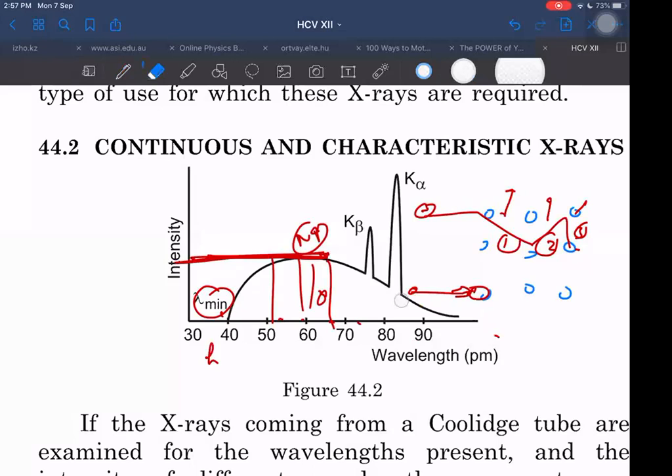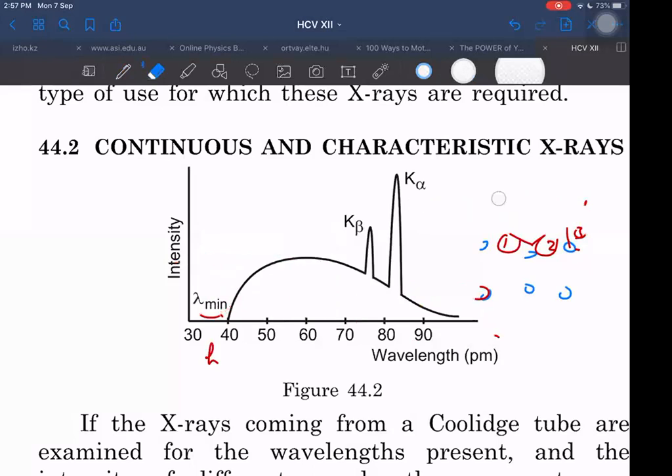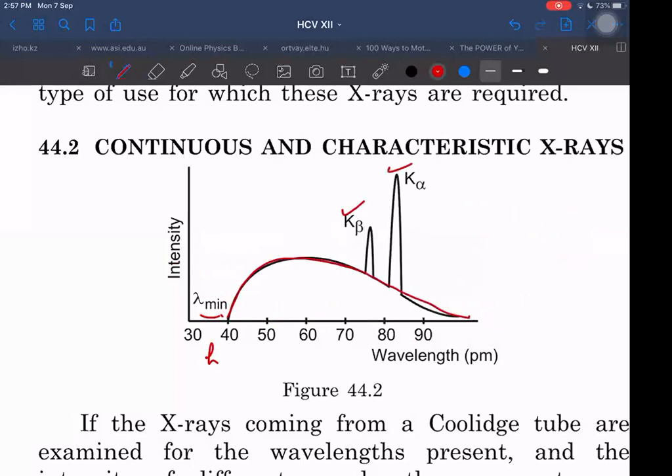Okay. But what are those peaks here? What are these peaks referring to? This peak and this peak. We were expecting normally this kind of graph, but there is something they are naming K beta, K alpha. What does it mean?